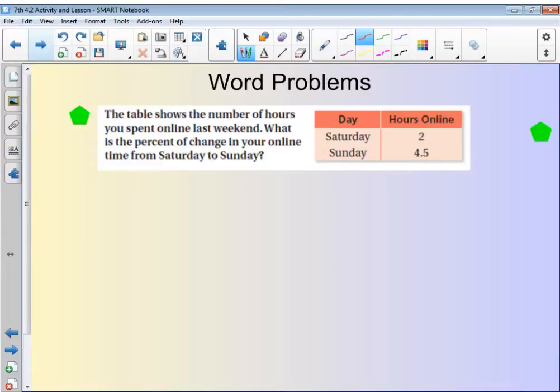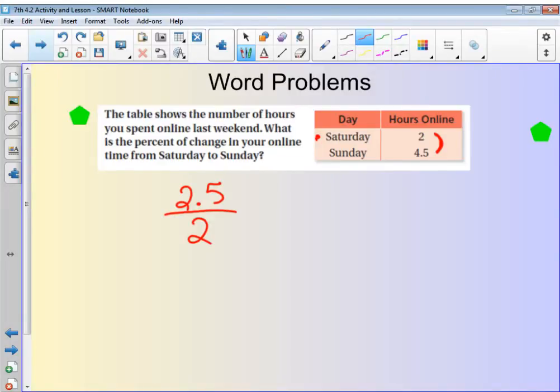Okay, so we want to find our percent change. So how much did it change here? Subtract between those two. So it changed 2.5 hours. Our original, it doesn't tell us the original. We have to use some inferring here. So originally on Saturday, we spent 2 hours. Saturday comes before Sunday, so that's going to be our original number. So we're going to use 2 as the bottom. Now we'll go ahead and change that.